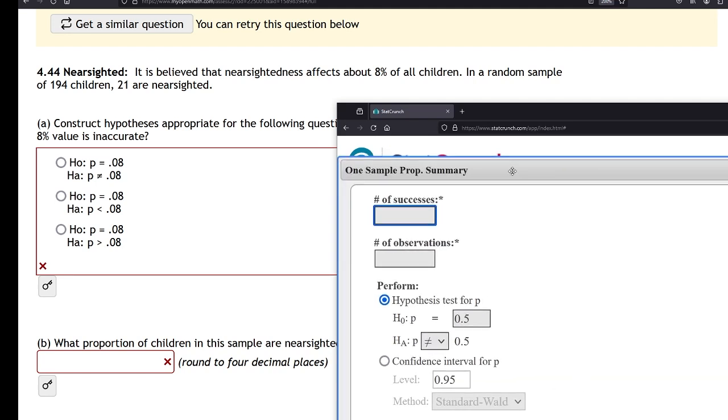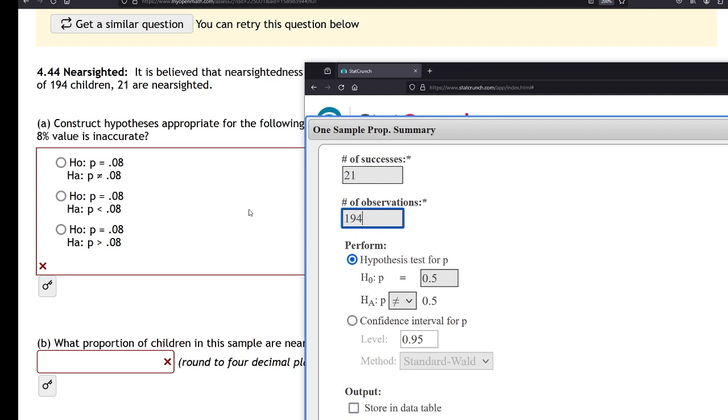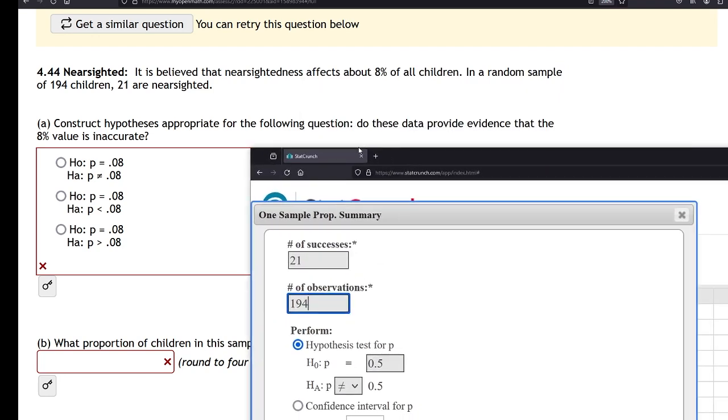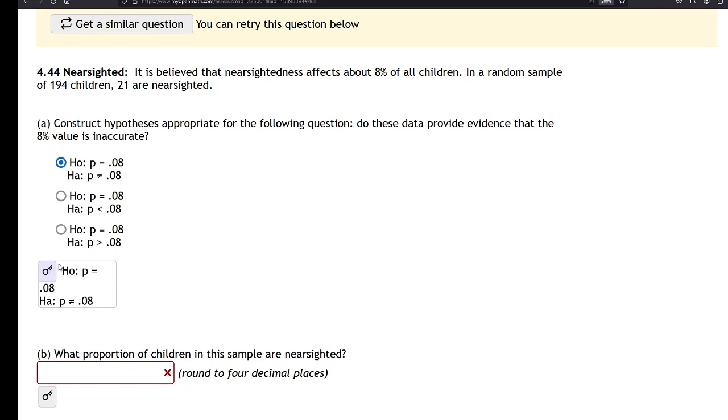It's going to give us this. They told us we have 21 successes out of 194 observations. We want to construct our hypothesis test. In this case, we want to know if the data provide evidence that the 8% value is inaccurate. Well, inaccurate means it could be higher or lower, basically that it's not equal to. So it's going to be this choice right here, the top one. So we're choosing not equal to, right? You have to look at the wording of the problem and decide, is this a not equal to, a less than, or a greater than problem?